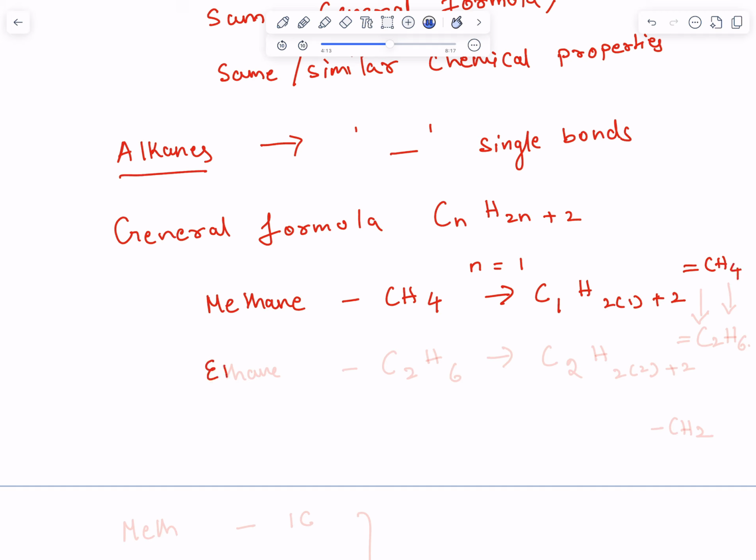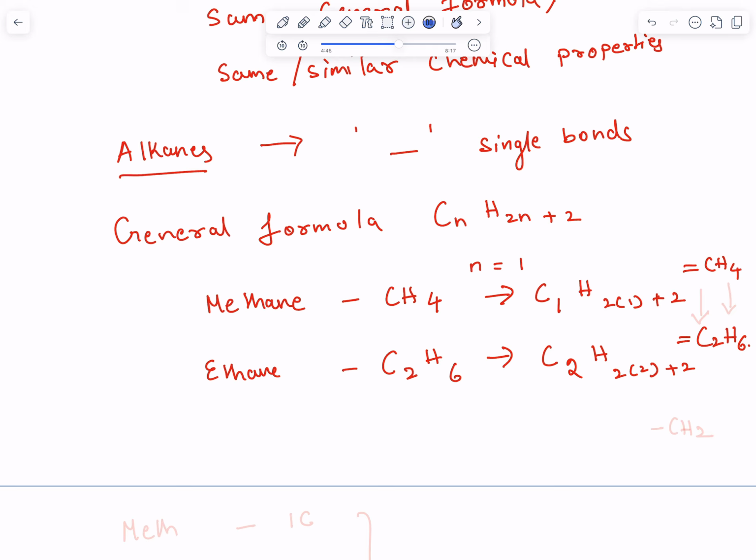Now let's go for ethane. The molecular formula of ethane is going to be C2. Now n is 2, so therefore it is going to be H6. If I substitute that for you, 2 times 2 plus 2, that is going to be C2H6. So at this point, if you want to practice, you can practice the general formula for propane and butane.